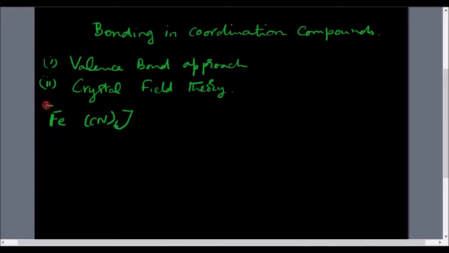Fe(CN)6 4- ion. This is an anionic complex, and you can also calculate the charge on the ion here, which is +2, isn't it? You can do that, and we call it hexacyanoferrate(II). That is the name of the complex ion according to IUPAC nomenclature.